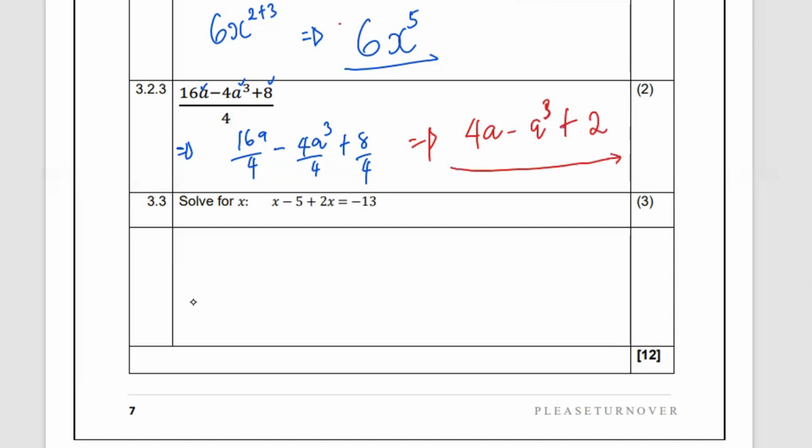Once again, there's nothing we can do to these terms because they are not like terms. Okay. Remember, like terms are basically terms that have the same letters and the same exponents. Okay, so the exponents are different. This one doesn't even have a letter. So these are not like terms.